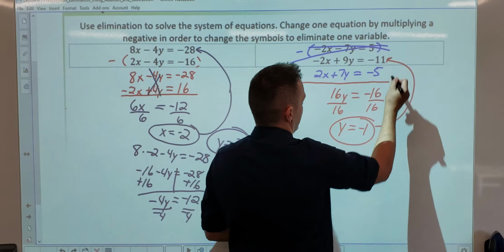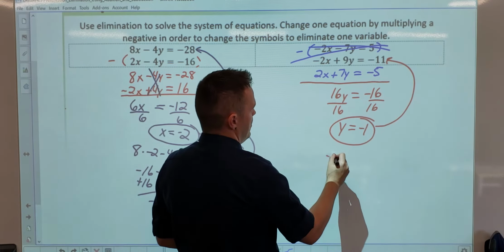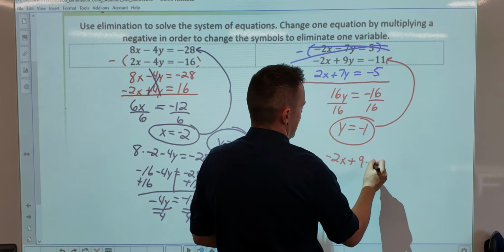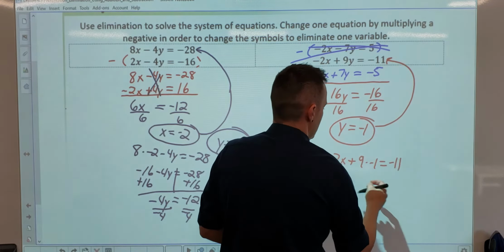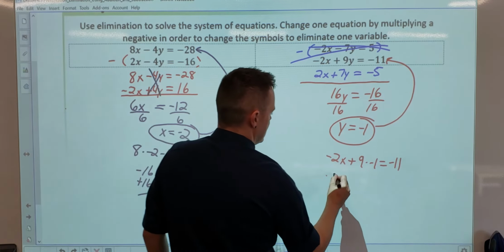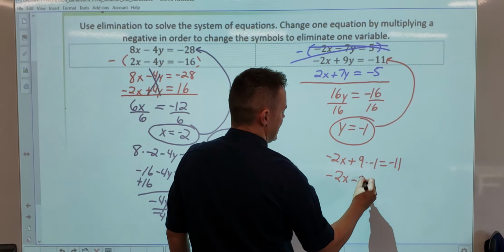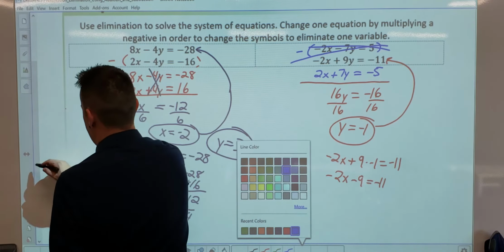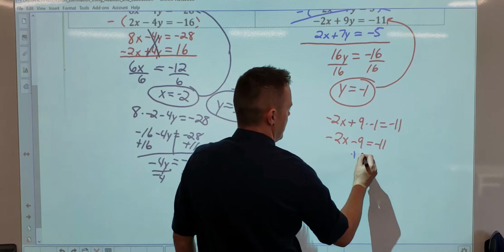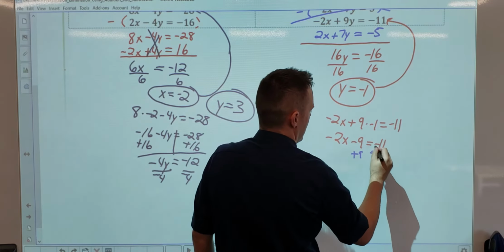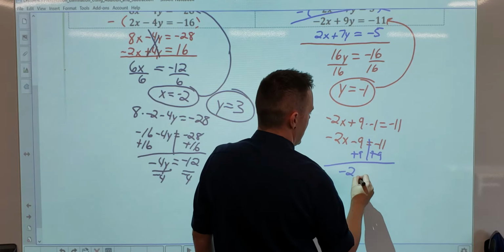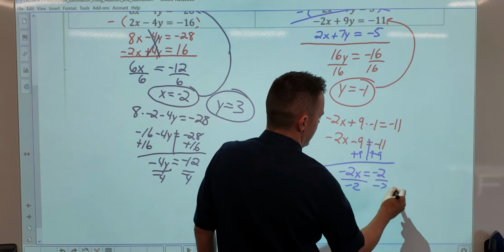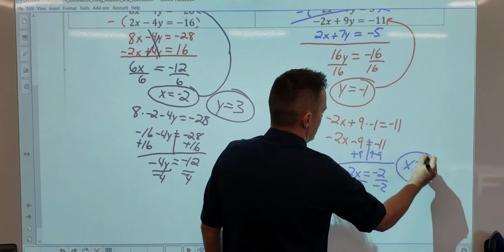Now I'll stick this one into there. And so that way you have negative 2x, and it's going to be plus 9 times negative 1 equals negative 11. So you got to distribute that. So it's negative 2x minus 9 equals negative 11. Then you would basically add 9 to both sides. All right, and it's negative 2x equals negative 2. Divide by negative 2. And you get x equals 1.